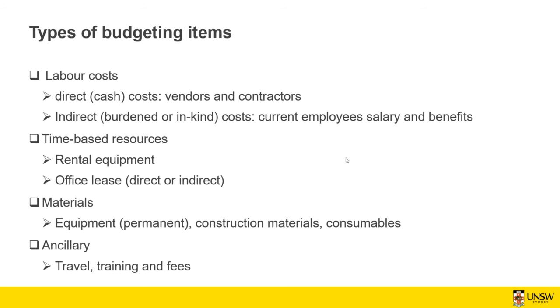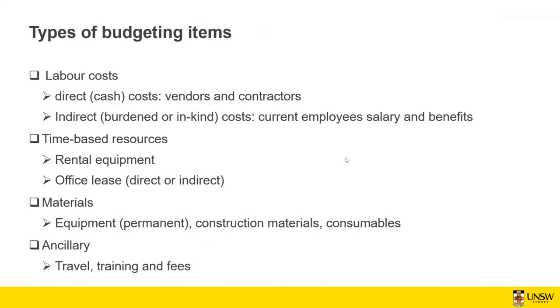There are some indirect labor costs. It's also known as burden or in-kind cost, which is for the current employees' salary and benefits. The reason it's indirect is that you're already paying those staff as part of the organization, but you're using some of their time for a particular project. It means you don't need a specific budget to pay for those staff, but the time that you're using from their salary is contributed as a kind of budget, because still someone is going to pay those staff for their time.